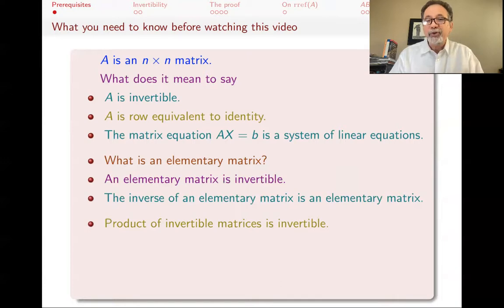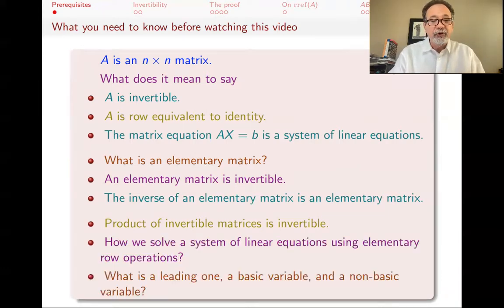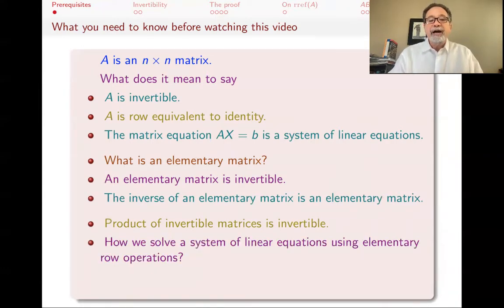You also need to know that if you multiply two invertible matrices, two matrices that have inverses, the product is also invertible. You also need to know how we solve a system of linear equations using elementary row operations. You start with an augmented matrix, you do elementary row operations, you get a reduced row echelon form, and then you look at basic and non-basic variables. If you have a row of zeros in your coefficient matrix, but the last column has something else, then the system does not have any solutions.